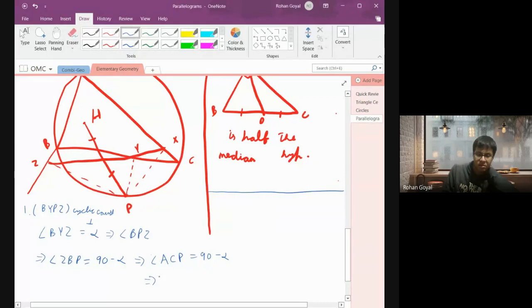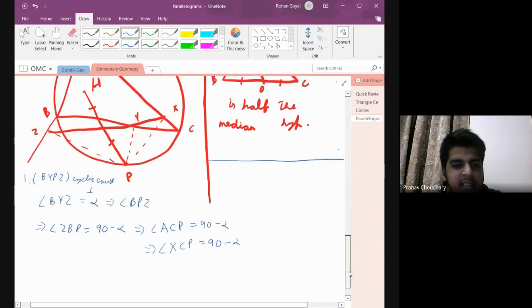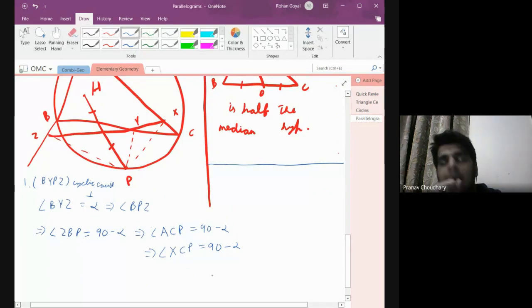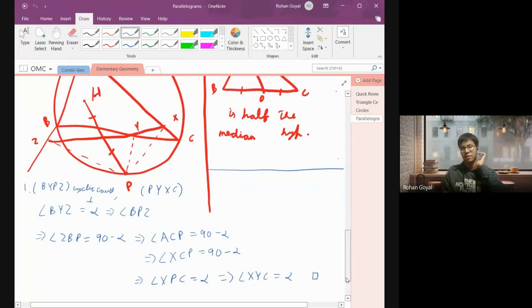XCP is equal to 90 minus alpha. Which means angle XPC is 90 minus this, which is alpha. And now, since PYXC is also cyclic by that 90-90 thing, XYC is also alpha. Good. For collinearity, you got it. Is this proof for collinearity understandable for everyone?